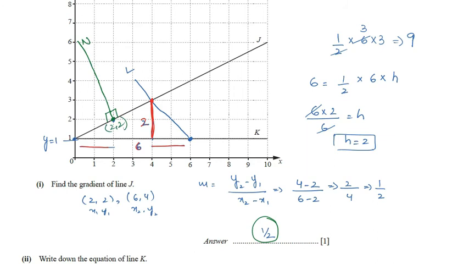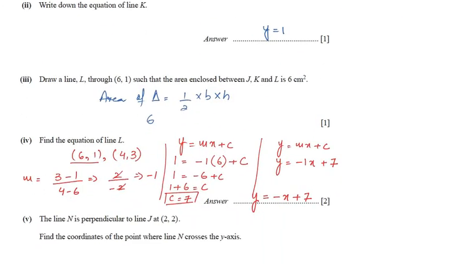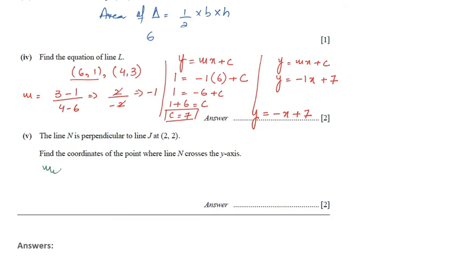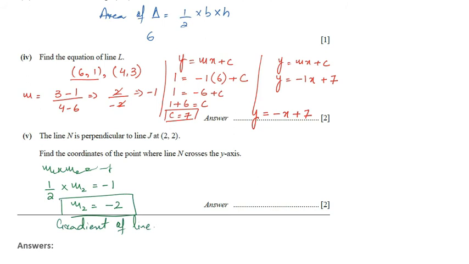So let's start this part. Here the gradient of J is 1/2. To find the gradient of N, we will take M1 multiplied by M2 is equal to -1. We know that the gradient of J is 1/2, so 1/2 multiplied by M2 is equal to -1. When we shift this to the right hand side, M2 is equal to -2. This is the gradient of line N.